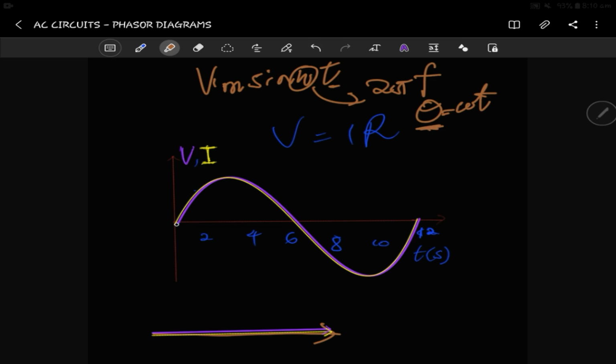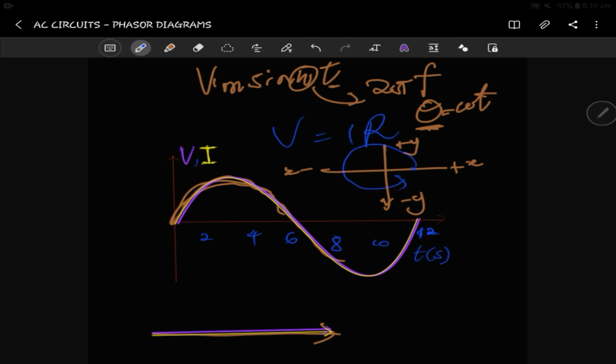So for this graph, they started straight from the origin, which is (0, 0), and they moved. When a waveform starts like that, it starts from the very zero. So let's go back to the coordinate system. We have something like this: positive x, negative x, positive y, and negative y. When it comes to rotation, we use this as our reference. We start from here and then move this way. So that's the reference, the starting point.